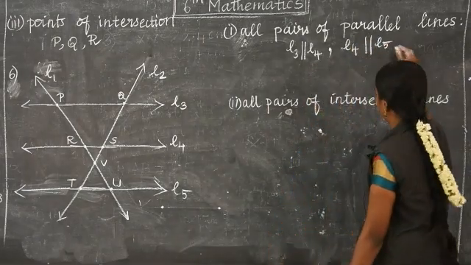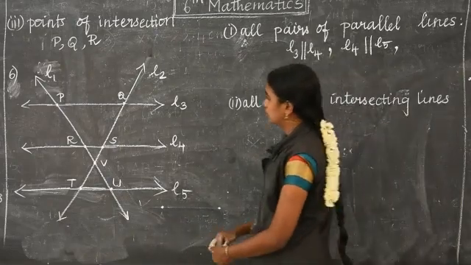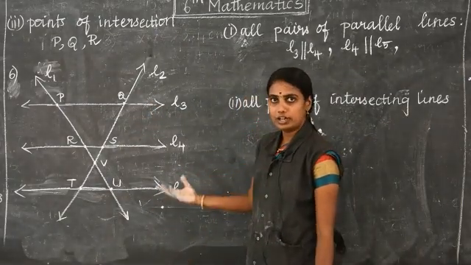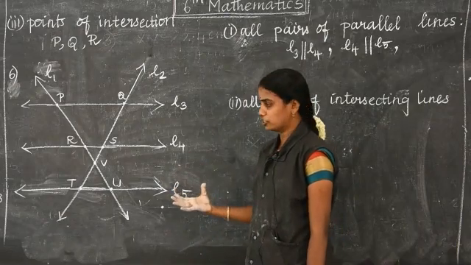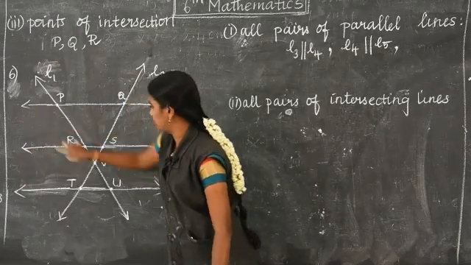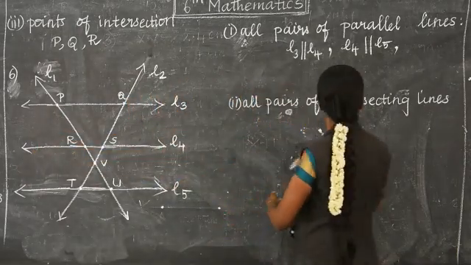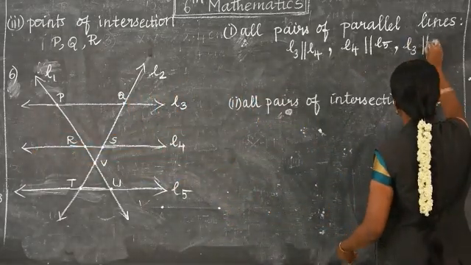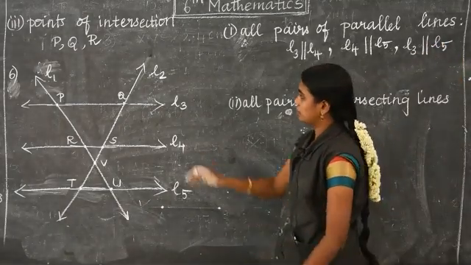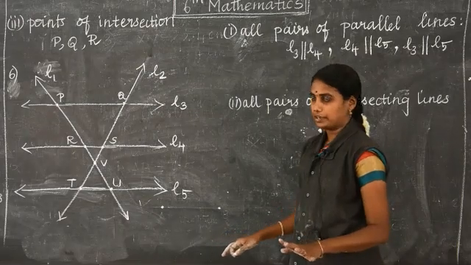This is the parallel symbol. Next, can we compare L3 and L5? Why not? We can compare any two lines. Yes or no? Distance is same, you can compare. See here, the distance is same. So L3 and L5 parallel. L3 parallel to L5. That's all. Every line we compare.